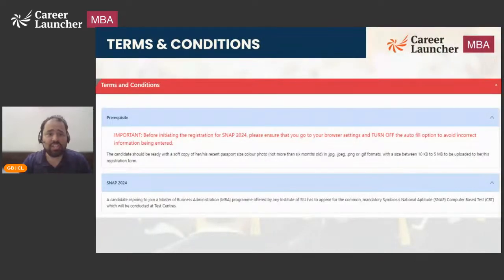When you click on register, it will show you a few terms and conditions. Please keep this in mind. It will say to ensure that you go to browser settings and turn off the autofill option to avoid incorrect information. Nothing more than that. Second, please keep in mind that they say you will need a photograph, which should be 10 KB to 5 MB. This is the range that you need to operate in. Ensure the photograph is in that range.